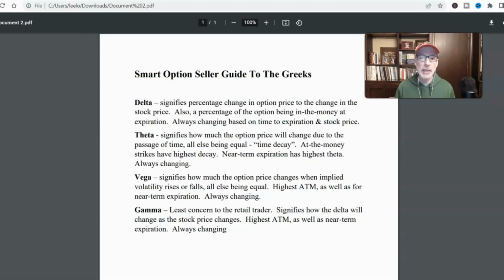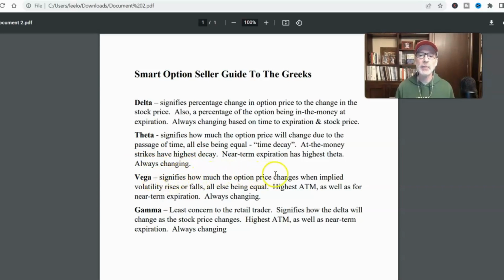Okay, so let's go back to the cheat sheet here. Number 3 on the list is Vega. Now, let me just back up to theta. So theta is moving all the time as well. As you can see, it's always changing. And like I said, based on the expiration dates, the theta gets higher.